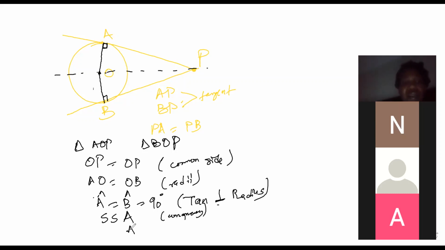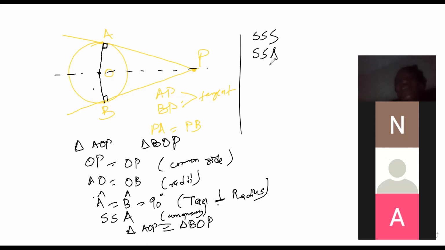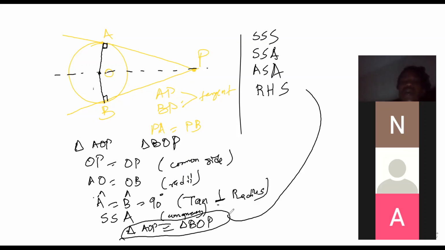Therefore, triangle AOP is congruent to triangle BOP. And if you remember the conditions of congruency, either you've got all sides equal, or side angle side, or angle side angle. The other one is right angle hypotenuse side. Once you prove that the two triangles are congruent, then all these are applicable. Therefore, we can conclude that the corresponding sides AP is equal to BP.